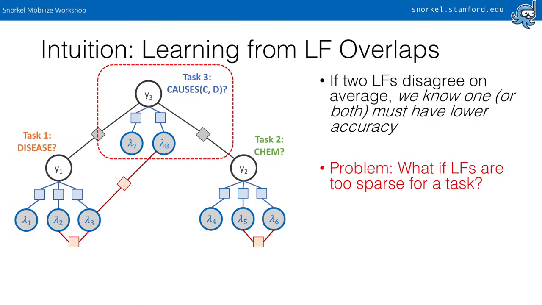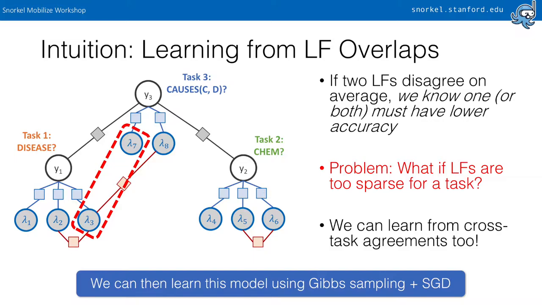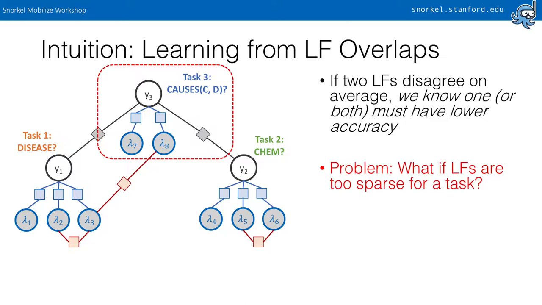So the extension of this multitask setting, again repeating what we said with a different diagram before, is that we can learn from cross-task agreements and disagreements, right? If this labeling function says no, this isn't a disease, tons of times when this labeling function says yes, this is a causal relation, then that's a kind of partial disagreement and means one of them is less reliable. So again, maybe these two labeling functions don't overlap a lot. Actually, that's the point that I skipped over. But maybe these labeling functions don't overlap a lot. Maybe we don't have that many of them.